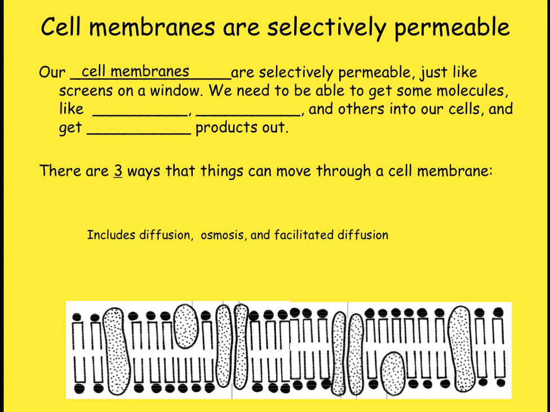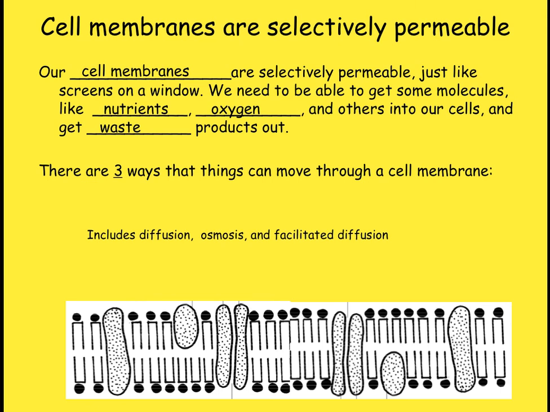We need to be able to get some things into our cells, like nutrients, oxygen, as well as get other things out, like waste products, while at the same time preventing some things from moving through altogether. So in this way, just like a screen or a fence, our cell membranes are selectively permeable.